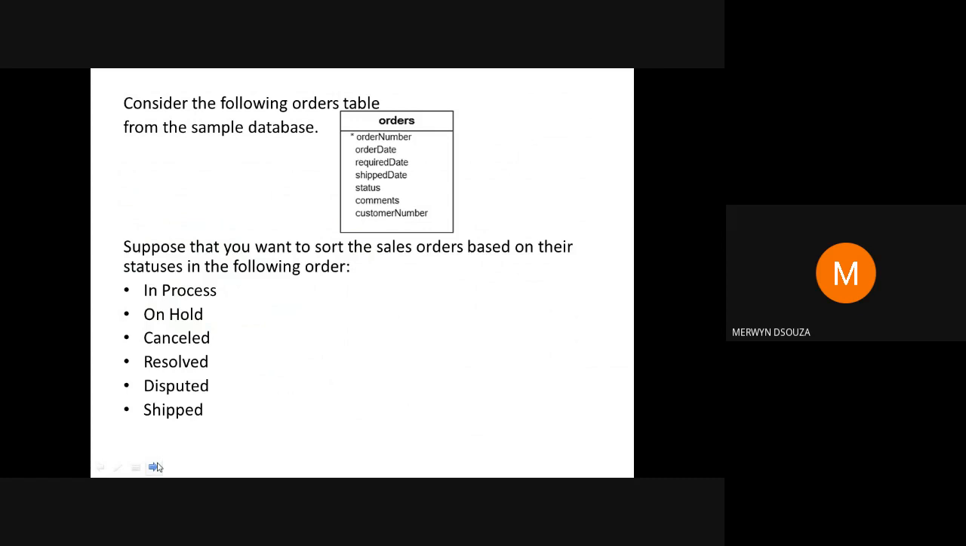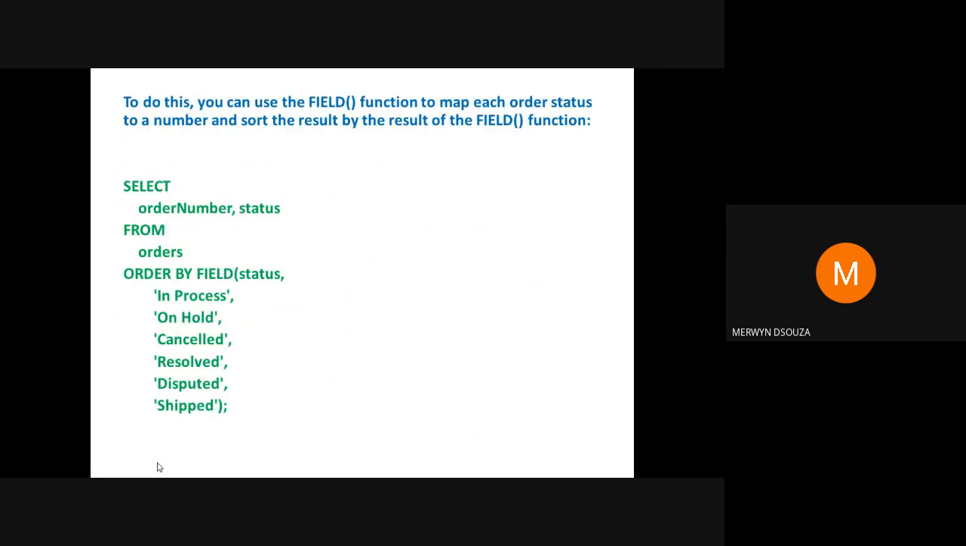So consider the following orders table having the following columns: order number, order date, required date, ship date, status, comments, and customer number. Suppose you want to sort the sales orders based on their statuses in the following order: in process, on hold, cancelled, resolved, disputed, and shipped. Then you could write the query as the following. You will have to use the FIELD function with the ORDER BY clause to display that.